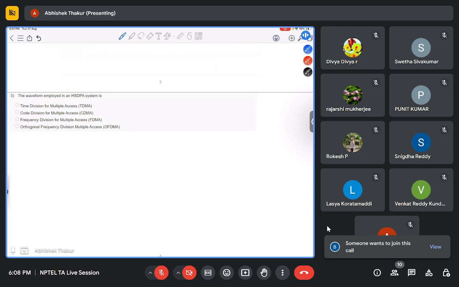The next question is: the waveform employed in an HSDPA system is. The correct answer for this is code division multiple access, that is option B. In HSDPA, code division multiple access was used.